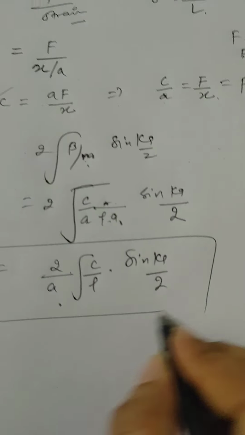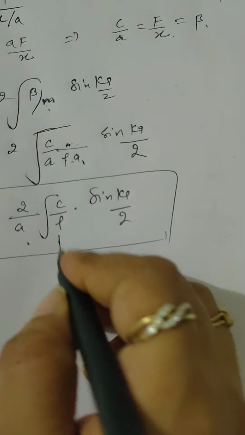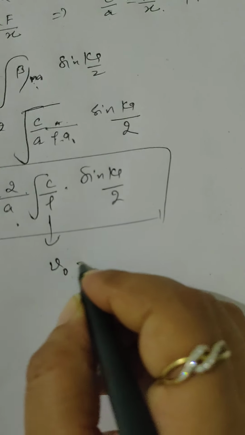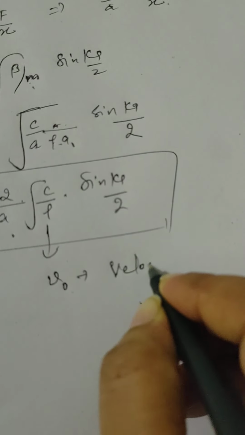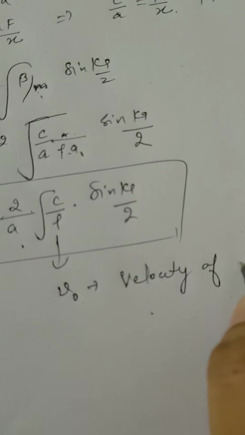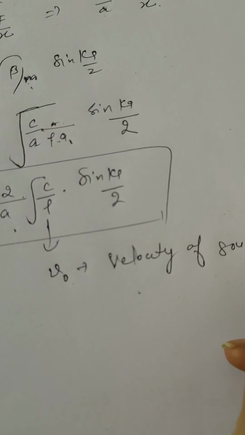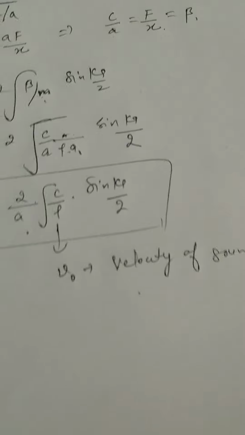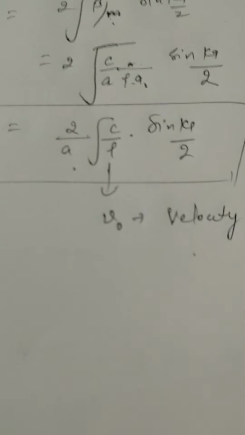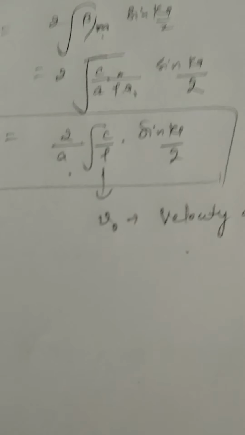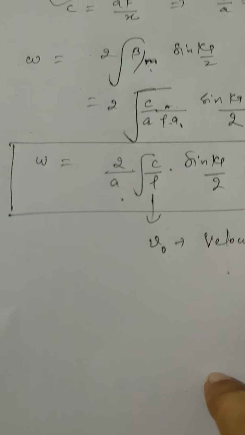So the final velocity in terms of, C by rho can be written as velocity, which is the velocity of sound in solid. So the final frequency is equal to 2 by a, under the root C by rho, sin ka by 2.